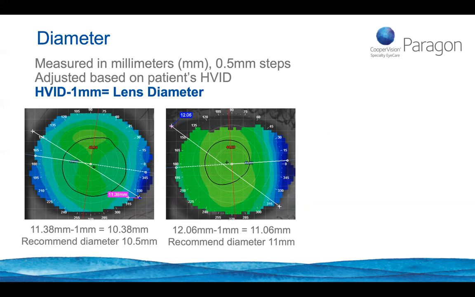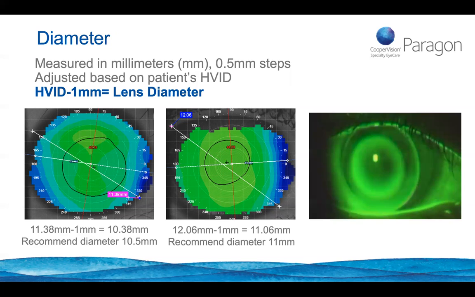If we look at this patient on the right, we see their corneal diameter size is a 12.06 minus 1 millimeter, and you get 11.06. Therefore, the recommended diameter size is 11 millimeters. What happens if a lens is too small for the cornea? It will decenter laterally, as you can see here from this video.